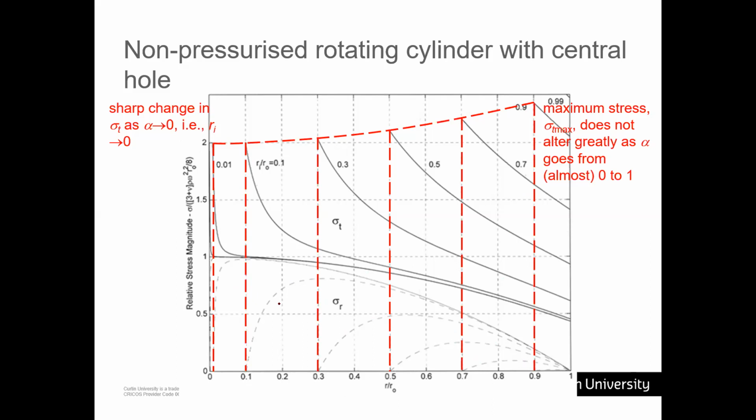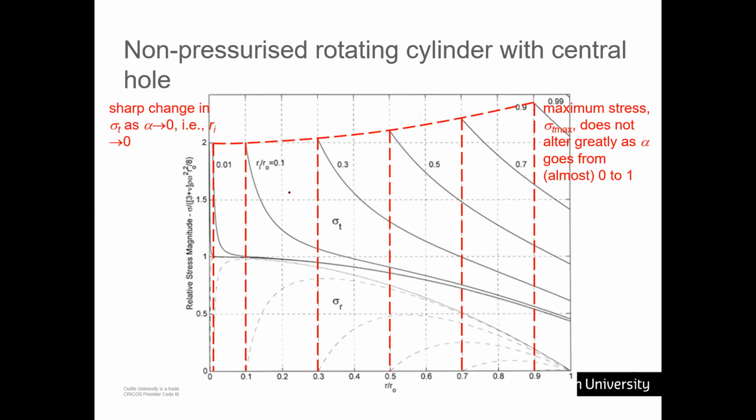This dotted line is sigma r. This dark gray solid line is sigma t, the tangential stress, and it shows the variation with the R naught ratio. That means that along the radial direction, this is the variation of tangential and radial stresses.